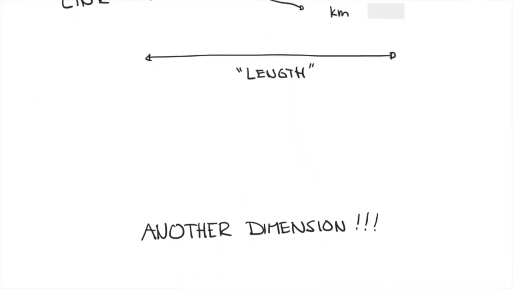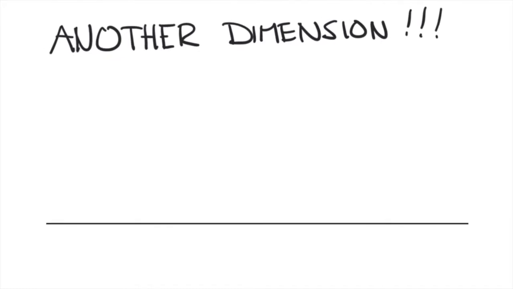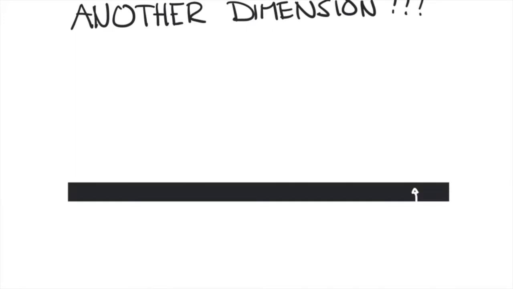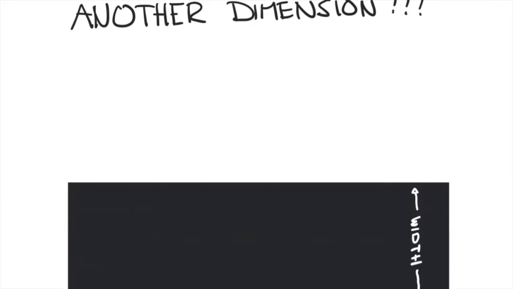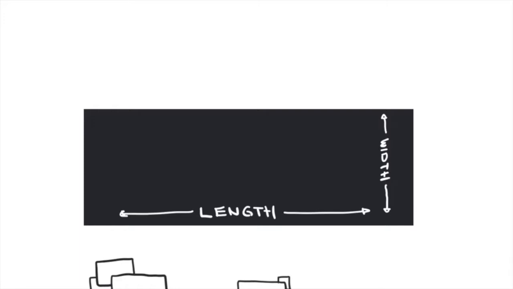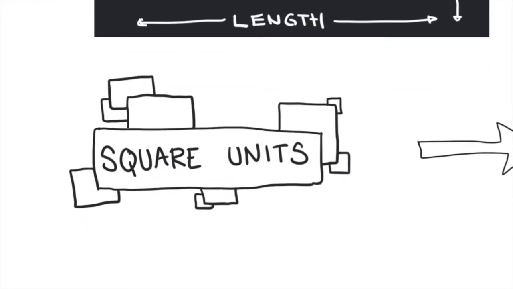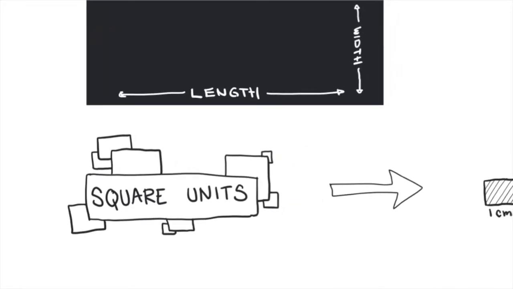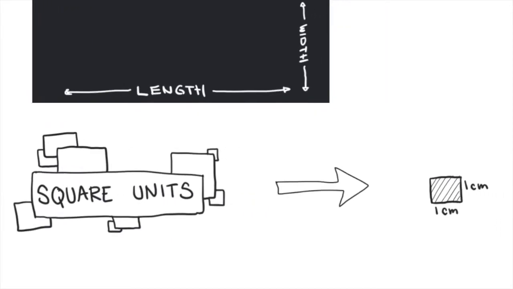Well, now we are going to add another dimension. So in addition to length, we are going to be looking at the idea of width. So now we are measuring in not one, but two dimensions. So how do we do that? What kind of units can we use to measure in two dimensions? So we're not going to be using centimeters or meters or kilometers. We're going to be using something called square units, because in this case we are measuring how much space is filled in two dimensions. We're measuring the inside of a shape.